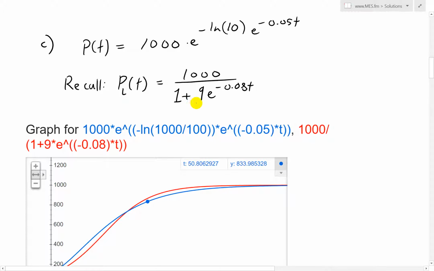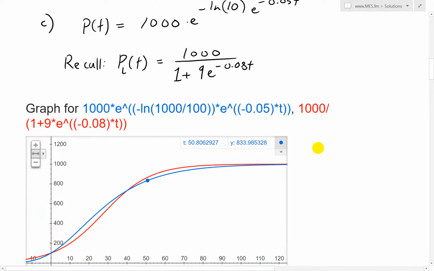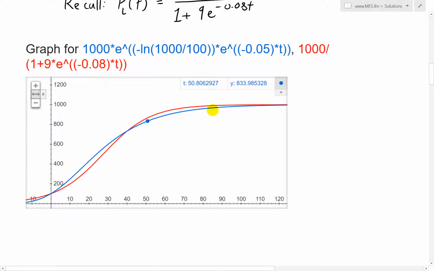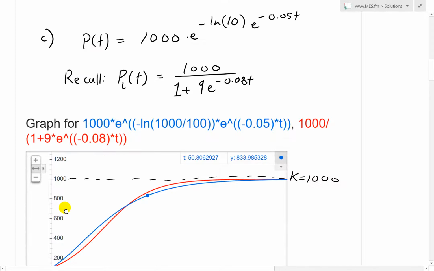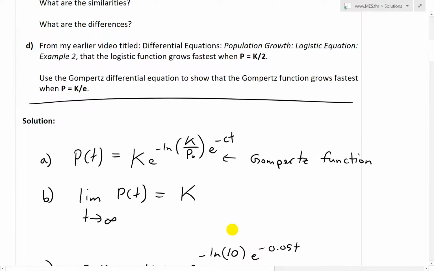And then you recall from our earlier video, the logistic equation, we had this. When you graph them out, it looks similar, and this is the carrying capacity K. They both approach it but never actually reach it. So this is K equals 1000. Alright, so now let's go over part D and solve it.